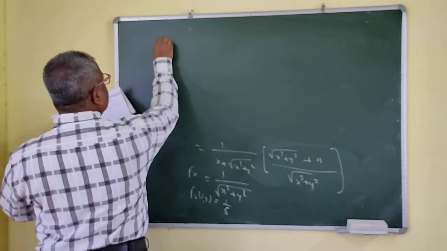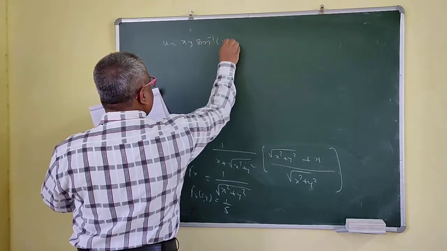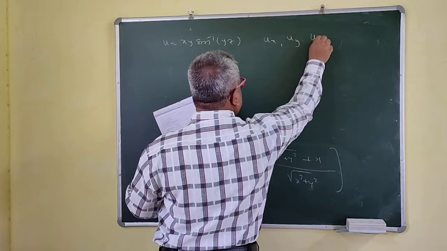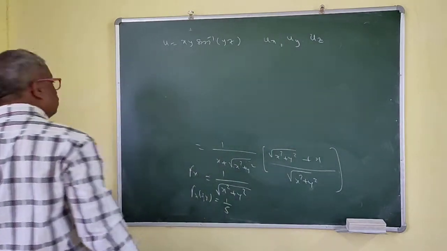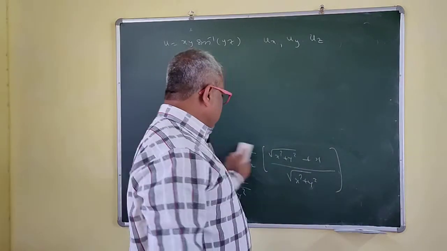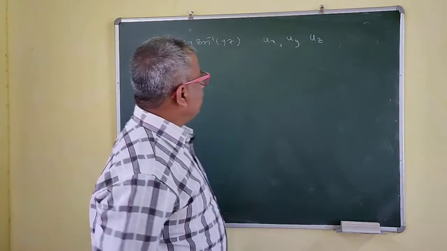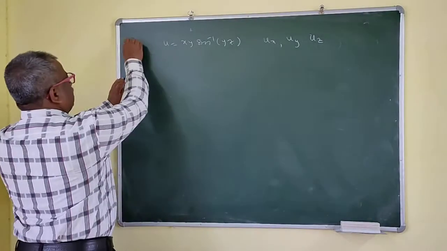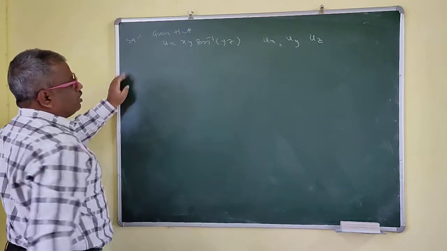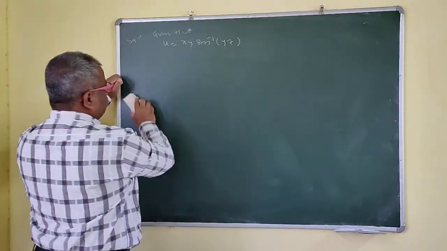Now suppose we have u is equal to xy sin inverse of yz, and you want to find ux, uy, uz. So now this is a three variable function, right? Actually our course is multivariable functions, so three variable, four variable, doesn't matter. So what will the solution be? Given that u is equal to this, we'll find ux, then uy, then uz.